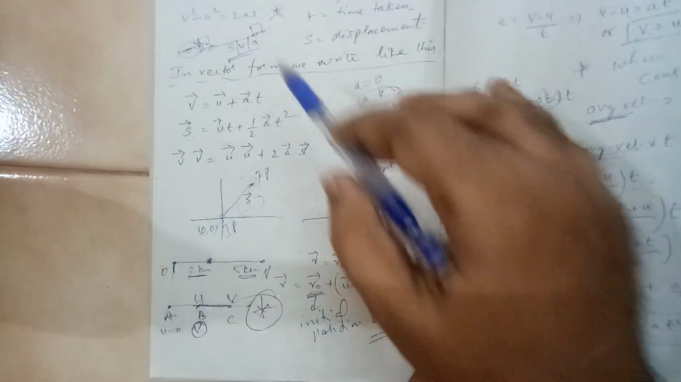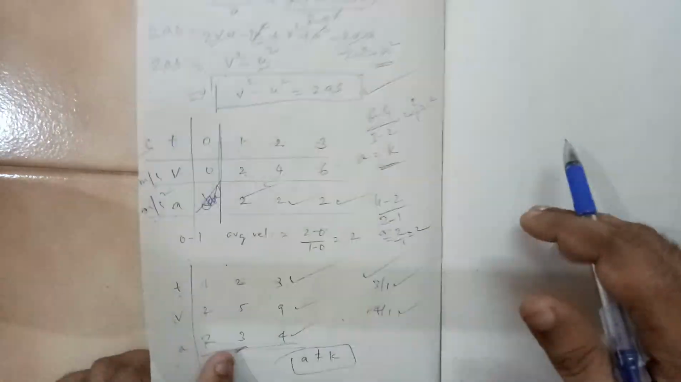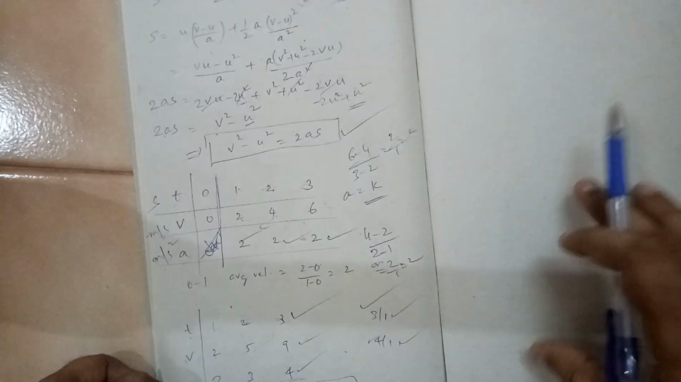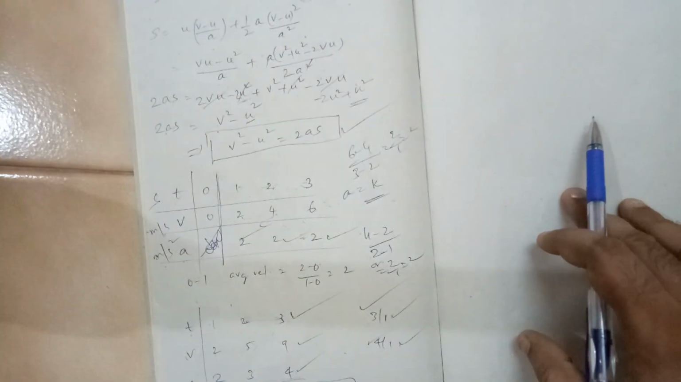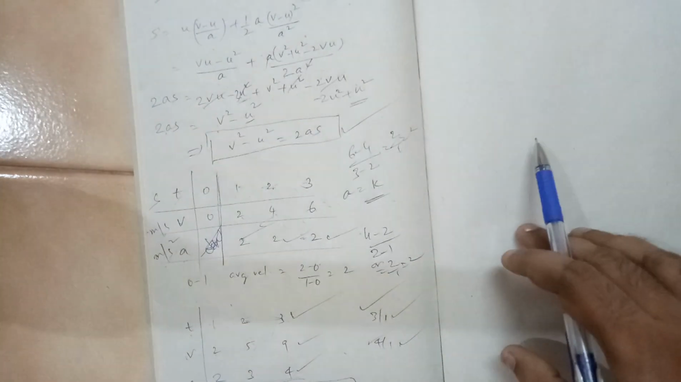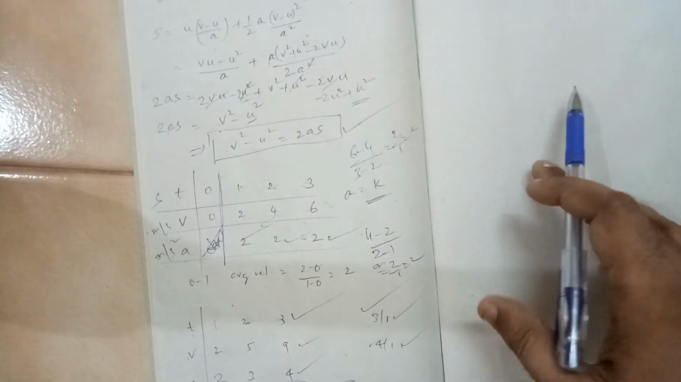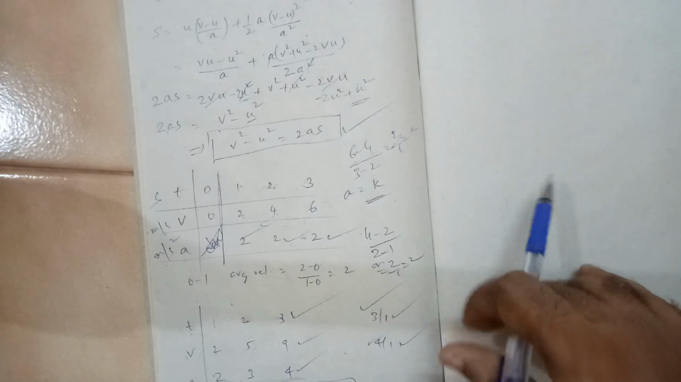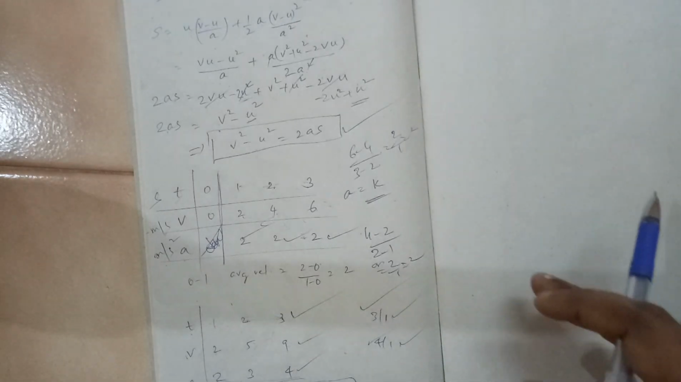For this type of situation, you cannot use these three equations. You can use whatever you have studied now only for the constant acceleration situation. Acceleration constant means acceleration can be 0 or acceleration can be a constant number. Both come under the constant acceleration case. Varying means it is simply varying, it is not constant.